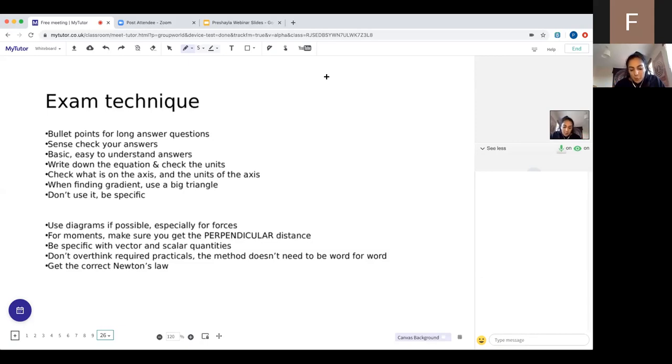Newton's first law of motion is that if an object is at rest, it tends to stay at rest unless it's acted on by an unbalanced force. If an object is in motion, it stays in motion unless it's acted on by an unbalanced force.